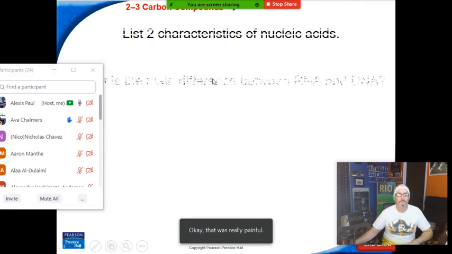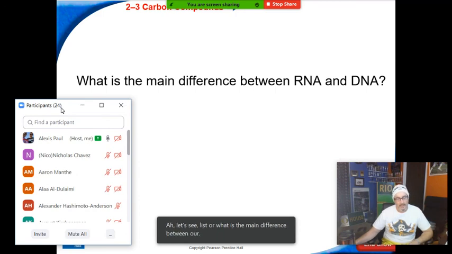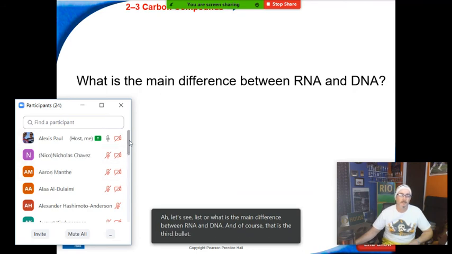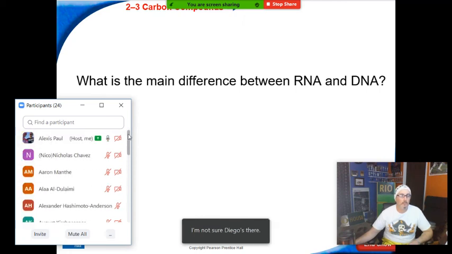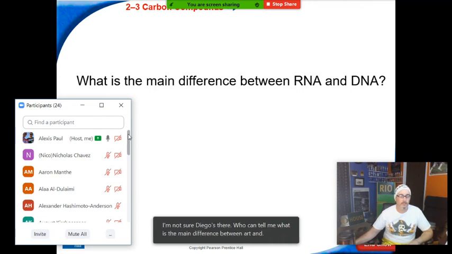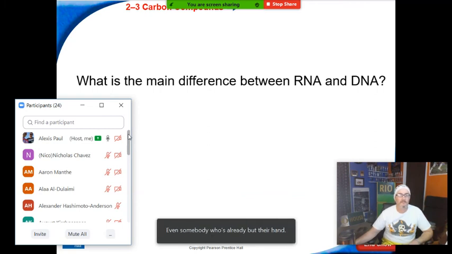All right, moving on. What is the main difference between RNA and DNA? And of course, that is the third bullet. RNA has something, DNA has something different. Diego, you want to try that one? Are you there, Diego? I'm not sure Diego's there. Who can tell me what is the main difference between RNA and DNA? Third bullet, number 28. Hand up, please. Even somebody that's already put their hand up. This is taking way too long.